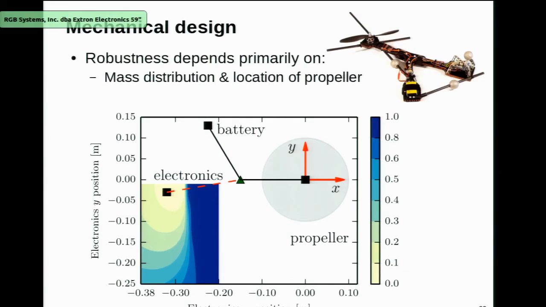And what you see on this sort of map here is the probability that for the linearized system, the input will saturate over 1 second of flight. And you can see that if I move the electronics inwards, this probability increases. And as I move it sort of to this sweet spot here, you get a robust design.